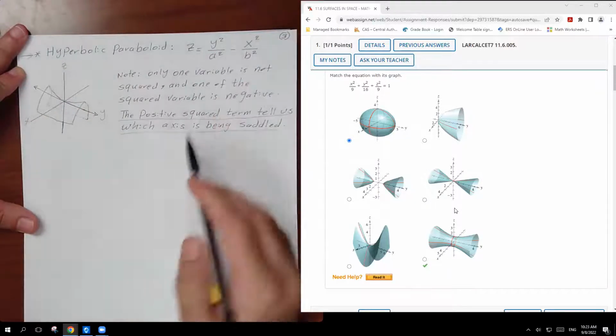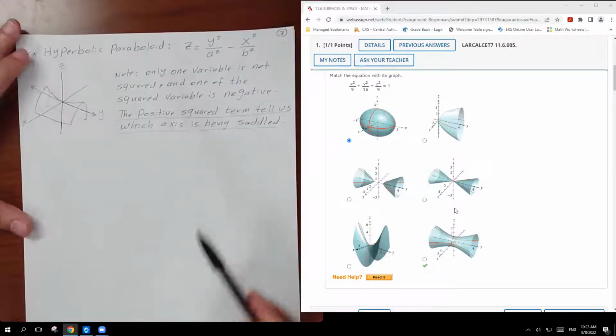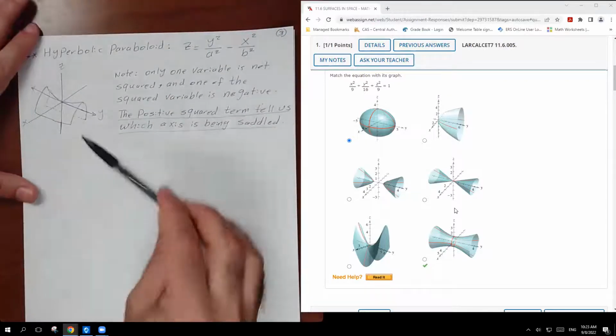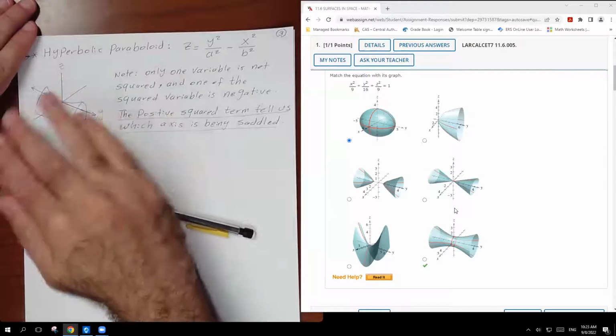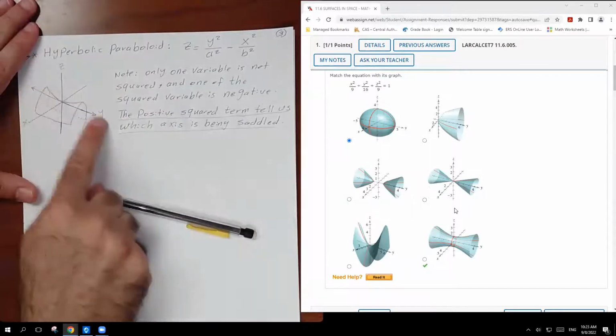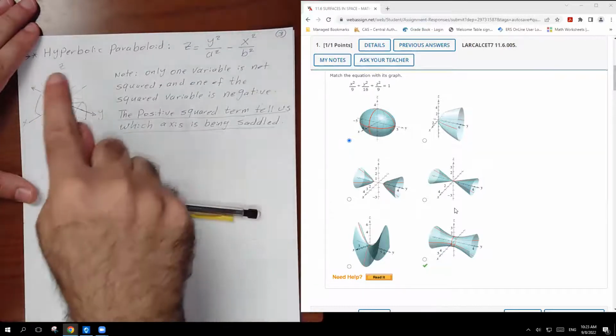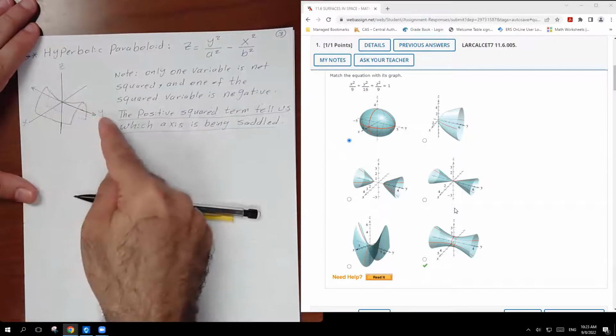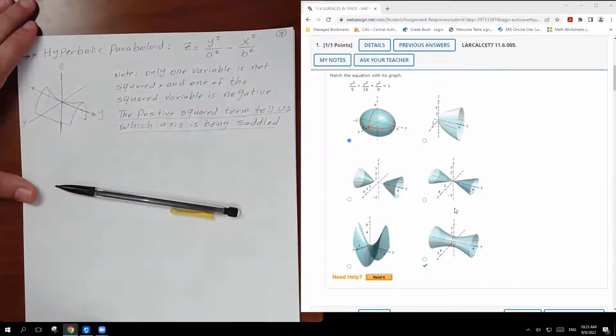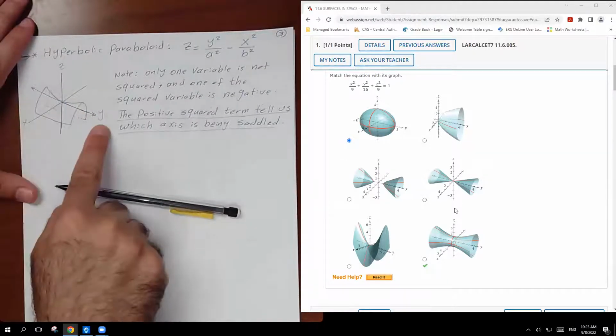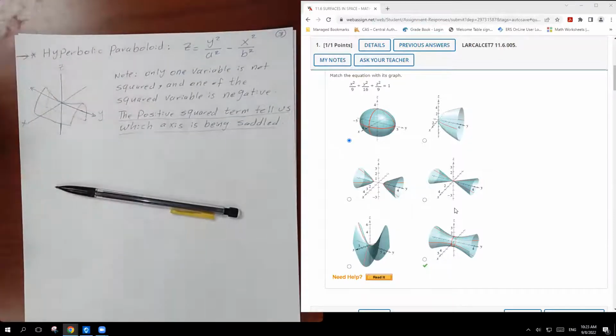So now the positive, which is on the y, you see, I need you just to visualize the shape. That means the graph is going to be moved over the y coordinate. Just look like the saddle, moved around the y coordinate. The y coordinate goes across the graph. So this is hyperbolic paraboloid. The positive x is going to tell you which one is going to be the center of this graph.